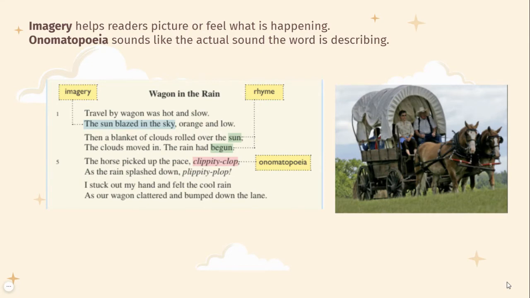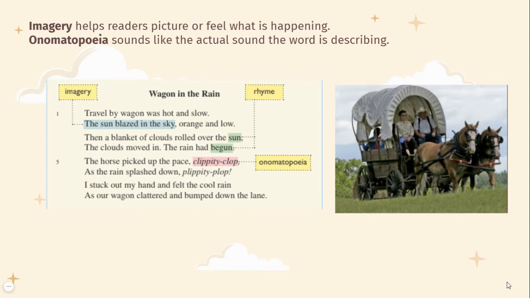Travel by wagon was hot and slow. The sun blazed in the sky, orange and low. Then a blanket of clouds rolled over the sun. The clouds moved in, the rain had begun. The horse picked up the pace, clippity-clop, as the rain splashed down, plippity-plop. I stuck out my hand and felt the cool rain as our wagon clattered and bumped down the lane.